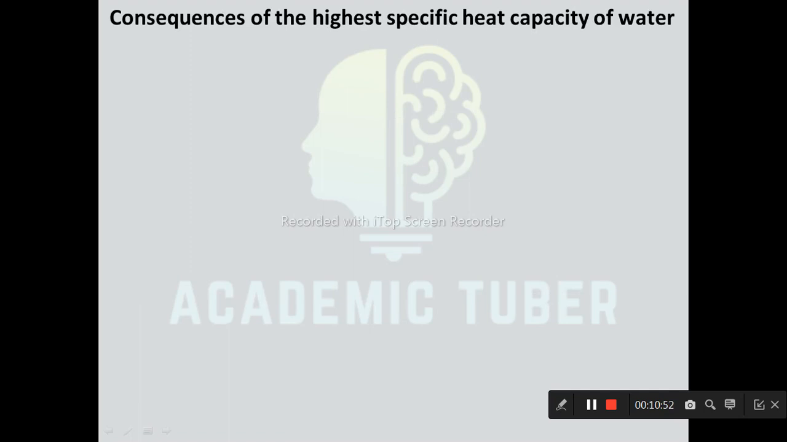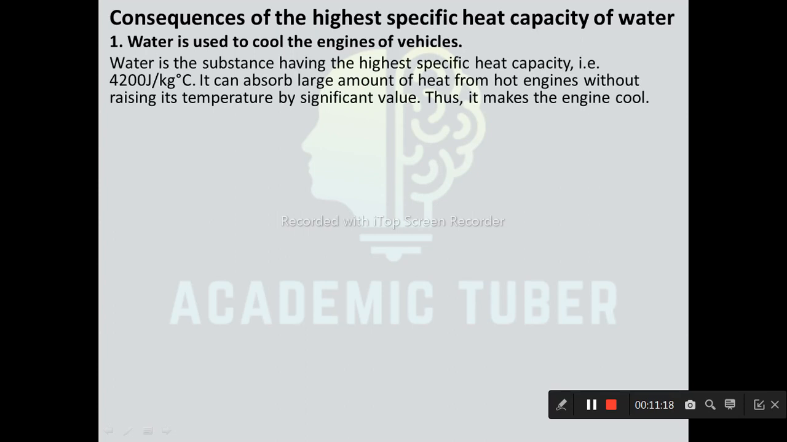Consequences of the highest specific heat capacity of water. Water is used to cool the engines of vehicles. The specific heat capacity of water is very high. Every kilogram of water absorbs or releases 4200 joule of heat to change its temperature by 1 degree Celsius. This property makes water an effective coolant for cooling hot objects. Water is a substance having the highest specific heat capacity, that is 4200 joule per kg degree Celsius. It can absorb a large amount of heat from hot engines without raising its temperature by a significant value. Thus, it makes the engine cool.